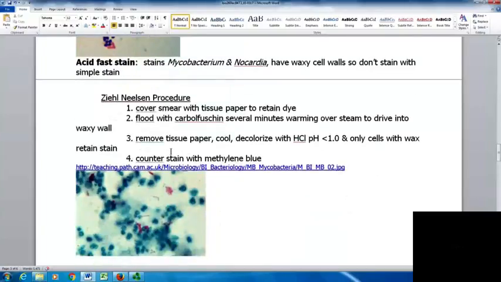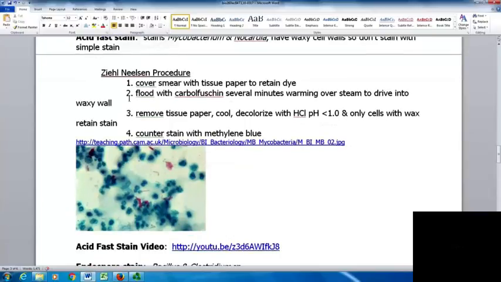The Ziehl-Neelsen procedure starts out where you cover the smear with tissue paper to help retain the dye. Next, you would flood with carbolfuchsin for several minutes, and you warm it over steam to help drive the stain into the waxy wall. You basically are helping to melt the waxy wall. Next, you remove the tissue paper, cool, and decolorize with hydrochloric acid with a pH of less than 1. Only the cells with wax will retain the stain.